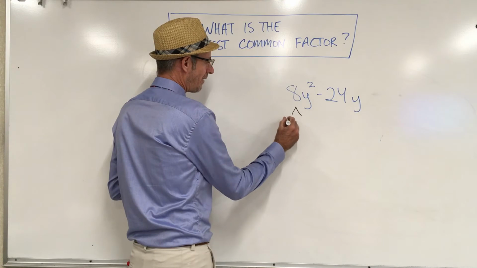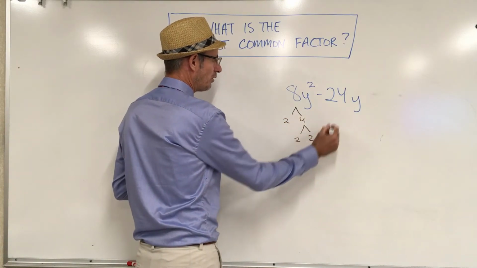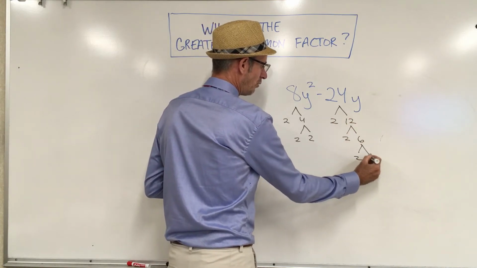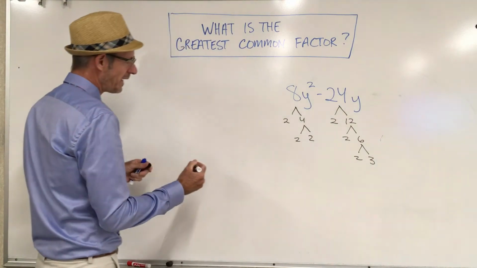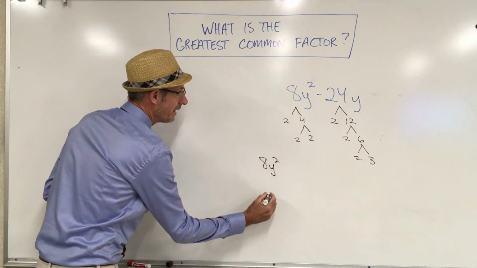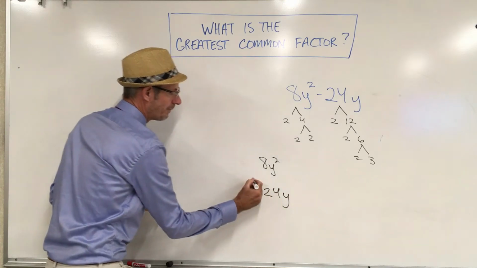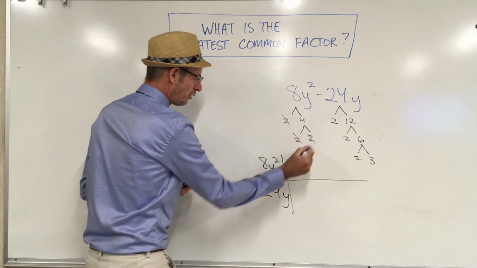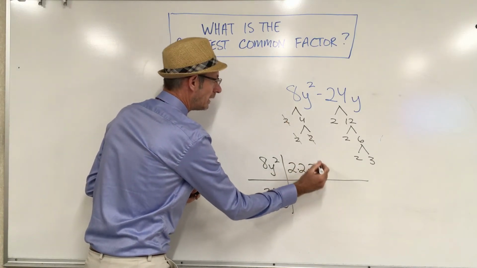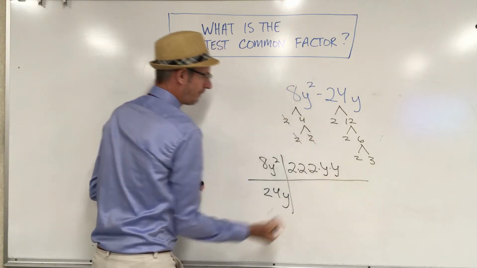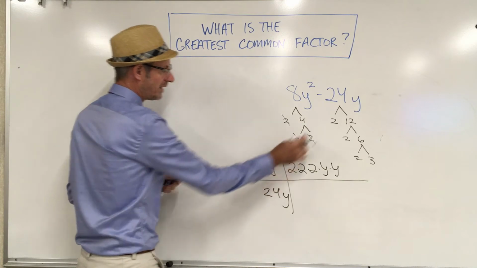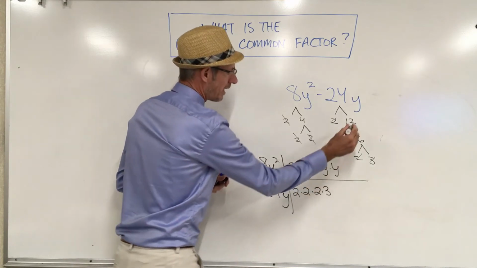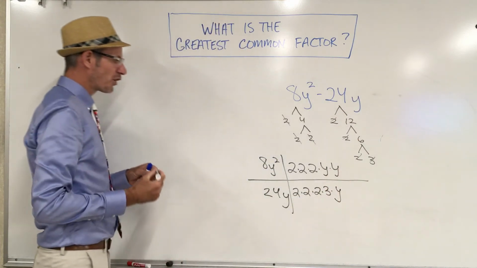So for 8, we have 2 times 4, which is 2 times 2. And for 24, we have 2 times 12, which is 2 times 6, which is 2 times 3. And so we have 8y squared and 24y. And the prime factorization is 2 times 2 times 2 times y times y. And for 24y, the prime factorization is 2 times 2 times 2 times 3 times y. So those are our prime factorizations.